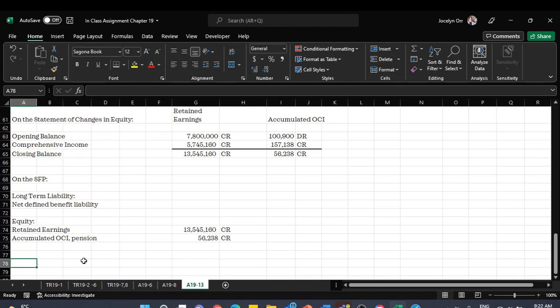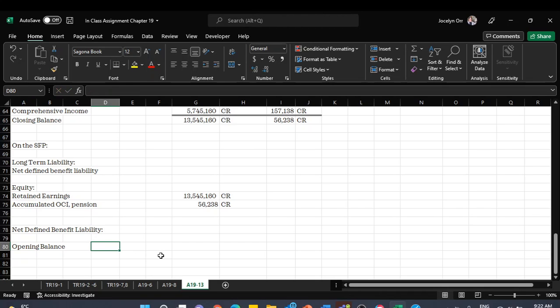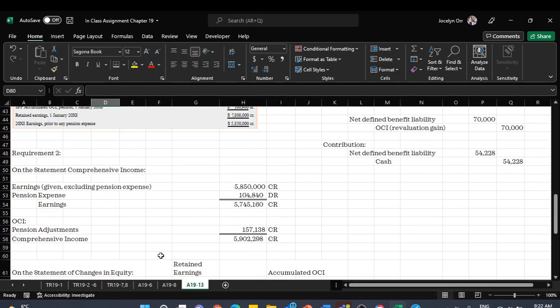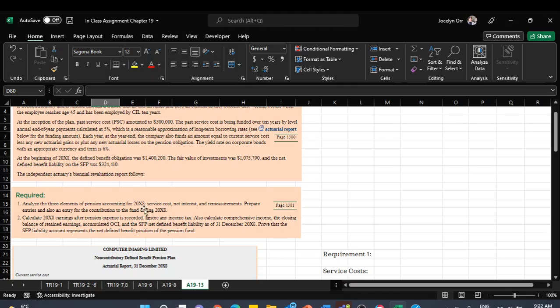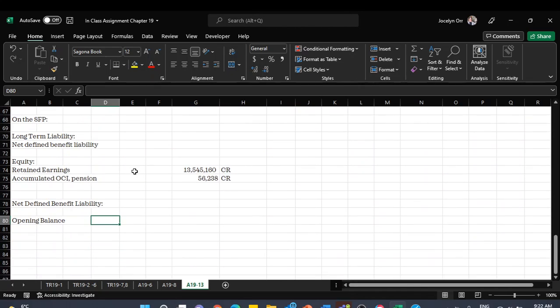Okay. And now we can look at calculating our net defined benefit liability. And we've done this a few times so far, but we'll go through it again. So we have our opening balance. Okay, and this is an amount that was given to us way back up here, right? The net defined benefit liability on our statement of financial position was $324,410.